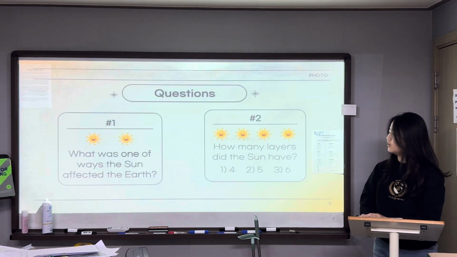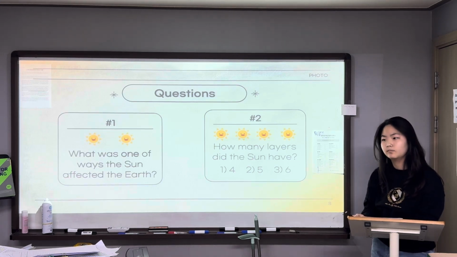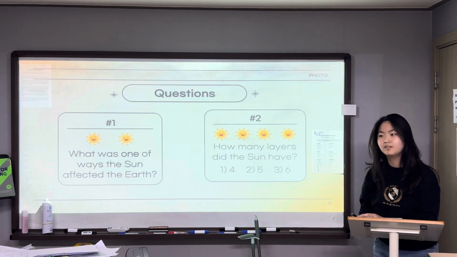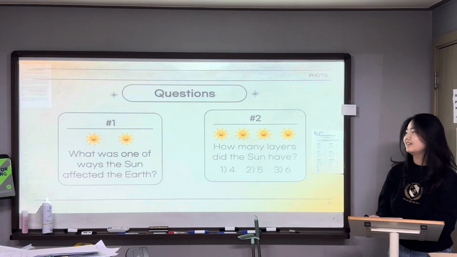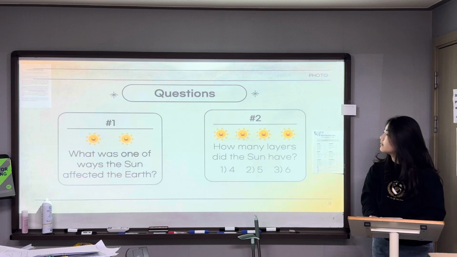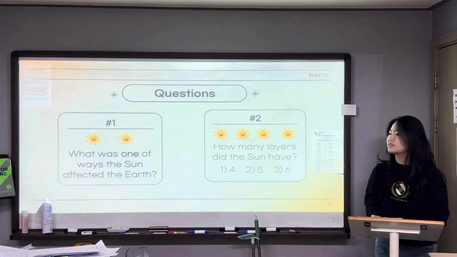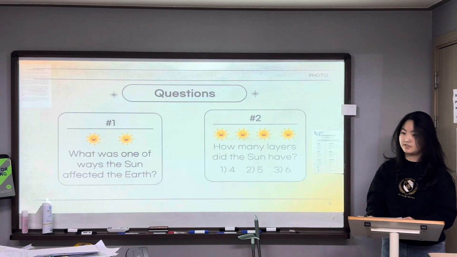The first quiz. What was one of the ways the sun affected the Earth? Noah? Seasons. Different seasons? Yes. Different seasons and climates, the changes in day and night, and etc. Number 2. How many layers did the sun have? Number 2? Yes.